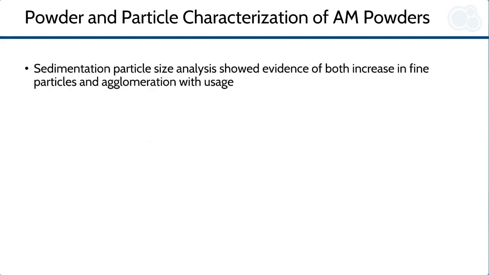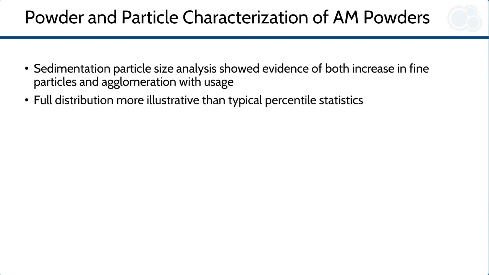The results of the sedimentation particle size analysis of these AEM feedstock powders did show evidence of increase in both the amount of fine particles and the amount of agglomerates in the used powder. While the summary statistics did indicate these changes, the extent is much more obvious from the plot of the full particle size distribution, as much of the impact is seen at the extremes of the distribution.